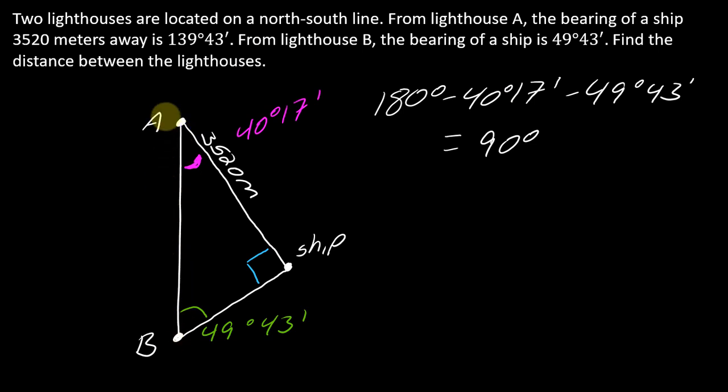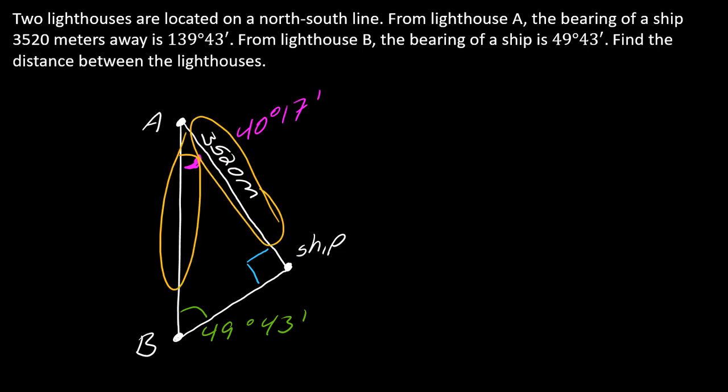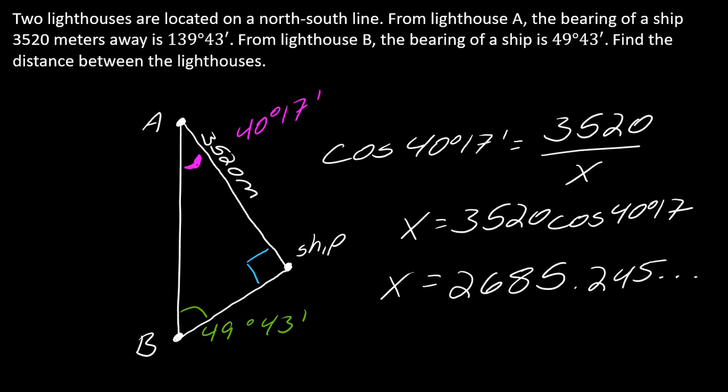So I need this distance here. I know one side of this triangle, and I know all my other angle measures. So I can just use my trig functions, whichever trig function relates this side and this angle. This would be the adjacent side, and this would be the hypotenuse. So I can use cosine. Cosine of this angle is going to be the adjacent side over the hypotenuse. So there's everything that I need, and now I can just go ahead and solve. My x is going to be 3,520 times cosine of 40 degrees and 17 minutes. That comes out to this whole number when you plug it in.